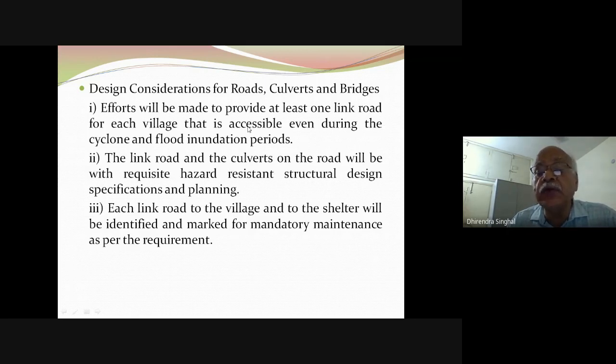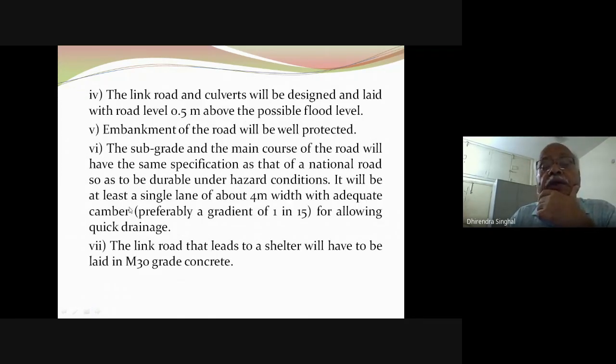The link road and the culverts on the road will be built with the required hazard-resistant structural design specifications and planning. That's why we said that we need to follow IRC guidelines accordingly. Each link road to the village and to the shelter will be identified and marked for mandatory maintenance, as I said, for cyclone shelters. The link road and culvert will be designed and laid with road level 0.5 meter above the possible flood level. Embankment of the road will be well protected. The subgrade and main course of the road will have the same specification as that of a national highway. It will be at least a single lane of about 4 meter width with adequate camber for allowing quick drainage.